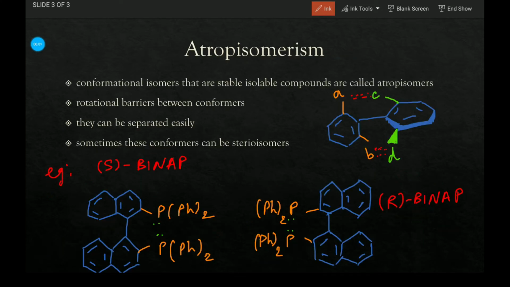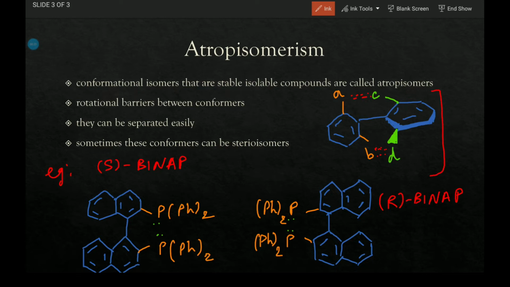Let us now talk about the main topic over here, that is atropisomerism. Now these are basically conformational isomers that are stable and isolable compounds, and thus they are known as atropisomers, pertaining to atropisomerism. Quite a mouthful name. Now this isomerism can be seen in situations like this cute little benzene system over here.